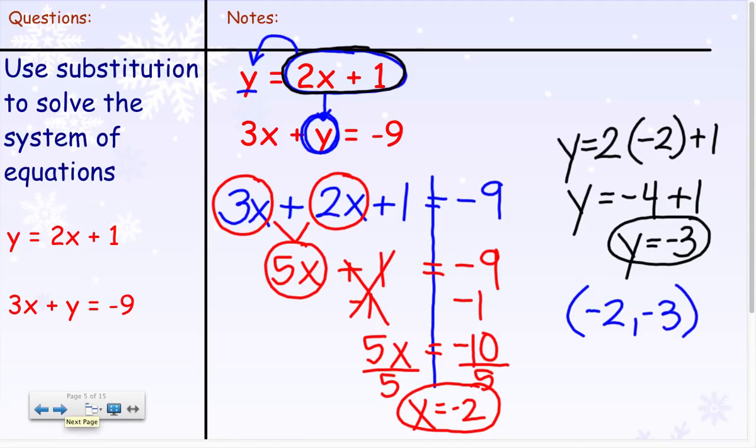Since I got a coordinate point, it would be intersecting, one solution. So if I graphed both of those equations, I would end up with two lines that intersect at the coordinate point negative 2, negative 3.